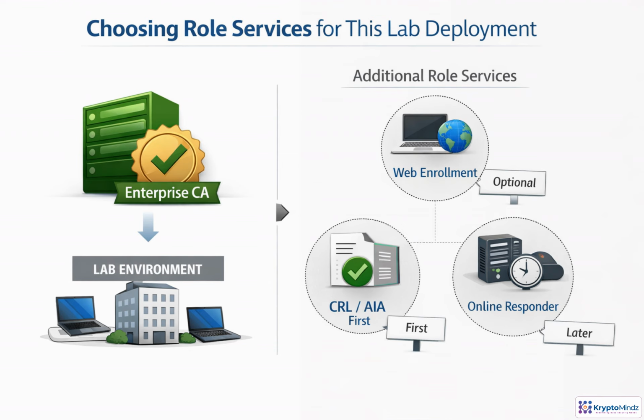For this lab, keep the scope focused. Install only the Certification Authority role, configured as an enterprise CA. That gives you a functional PKI for domain-joined machines without extra components. Hold off on web enrollment, online responders, or other ADCS services for now. Each additional service adds complexity and increases the attack surface. We'll first introduce CRL and AIA publishing, and then consider advanced services when there's a clear business requirement.